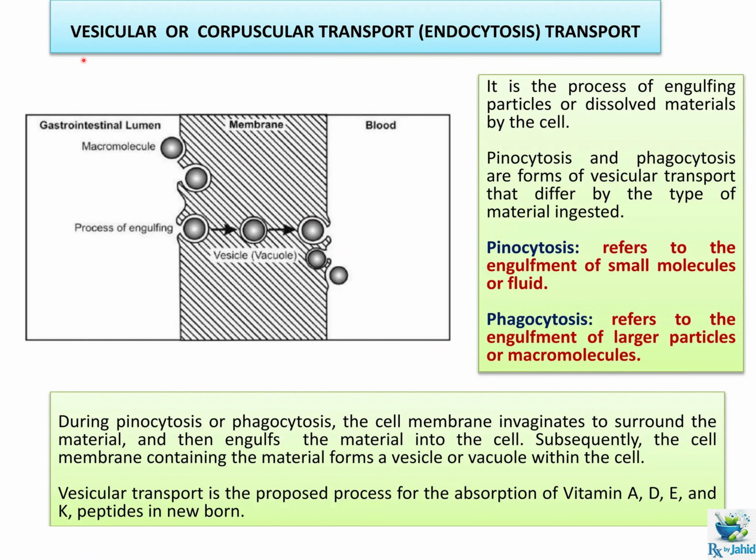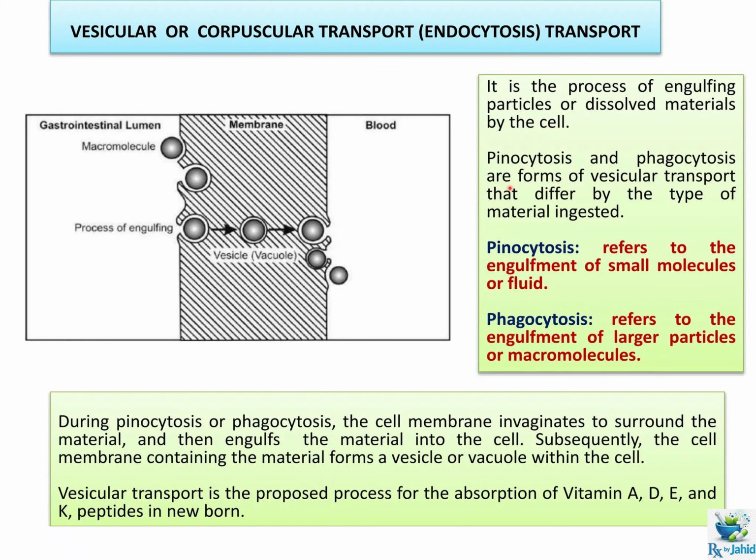So our last topic was vesicular transport. So we can see that a macromolecule is engulfed by our cell, then it is passing through the cell and comes into the blood. It is just like phagocytosis that we have learned before. So it is the process of engulfing particle or dissolved material by cell.